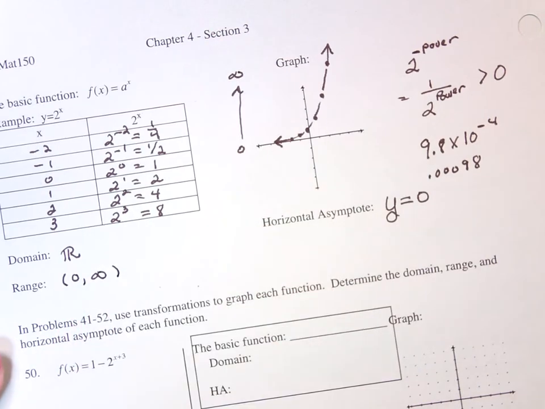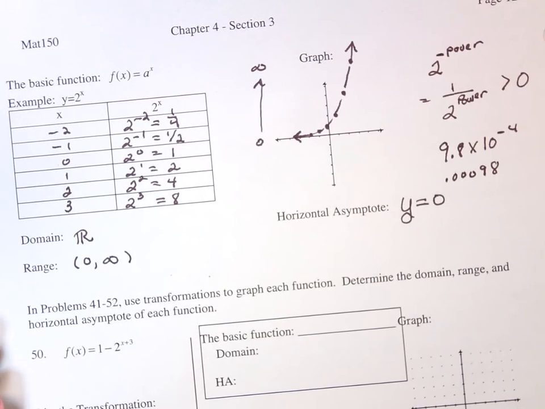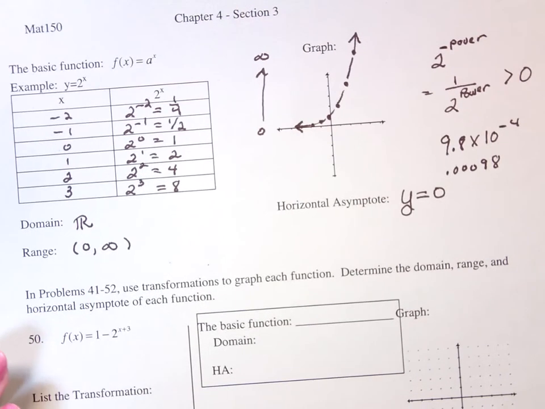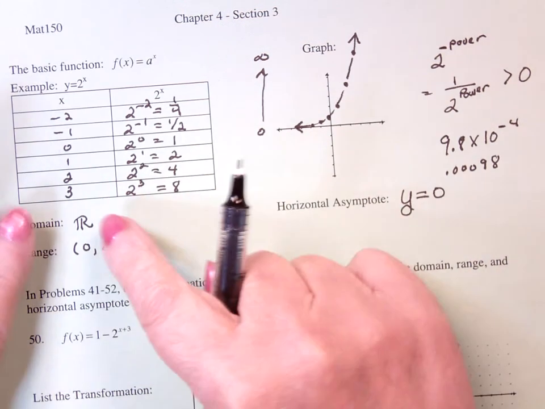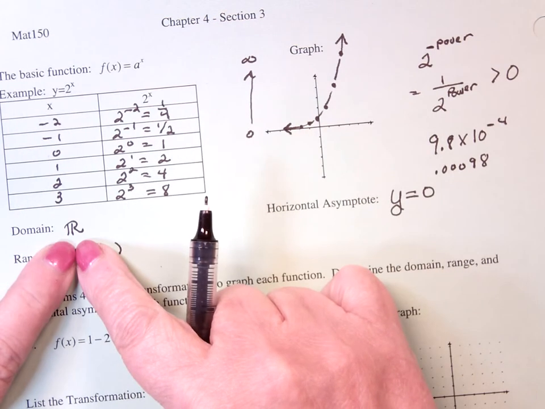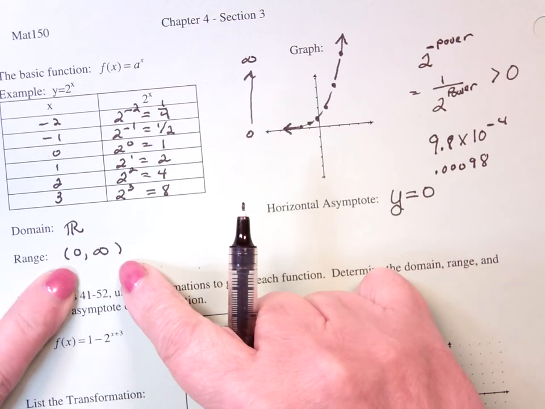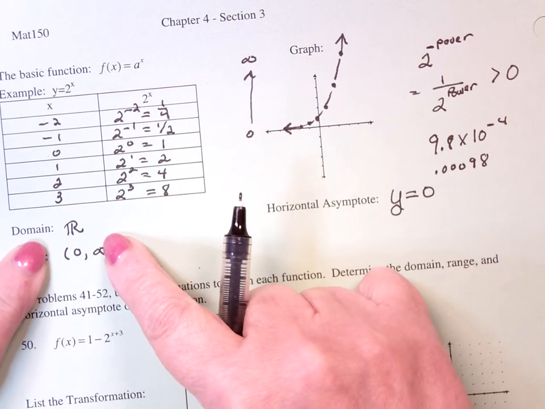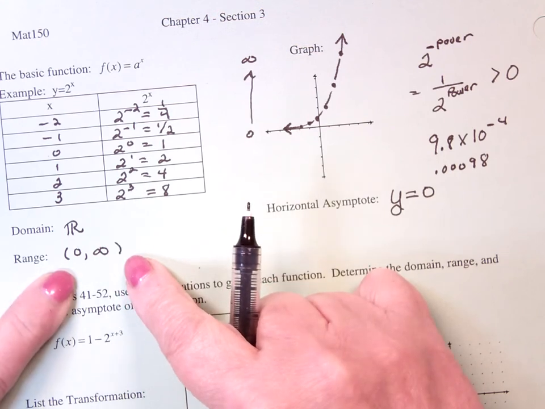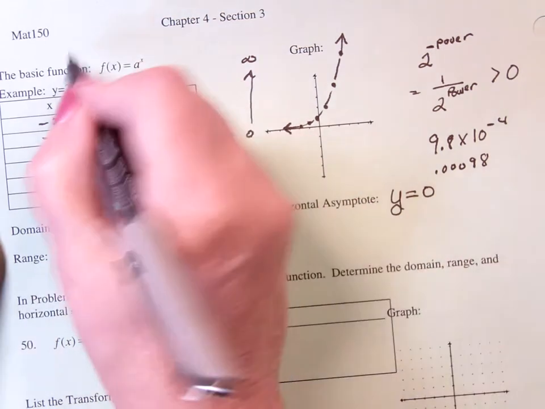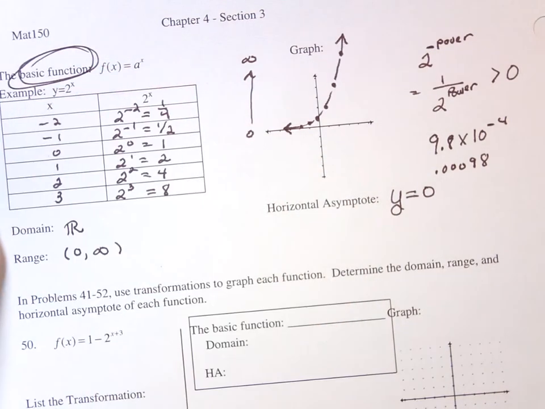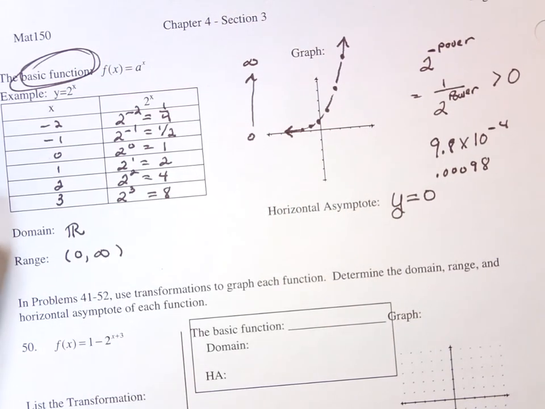And this becomes critical when you start doing transformations. Because remember what you're doing, you're transforming the basic function. And all the basic functions will look like this. Their domain will be all real numbers, the range will be 0 to infinity, and they will have a horizontal asymptote at y equals 0. This is your basic function.